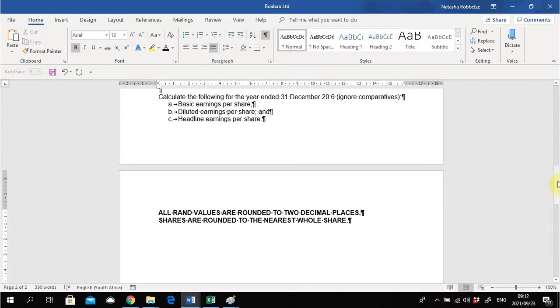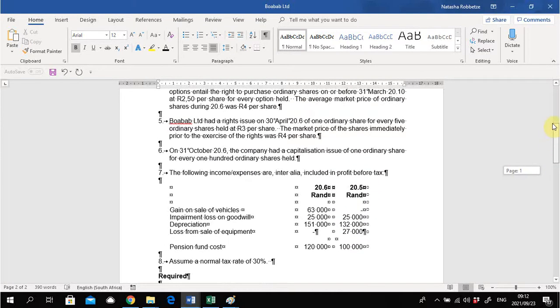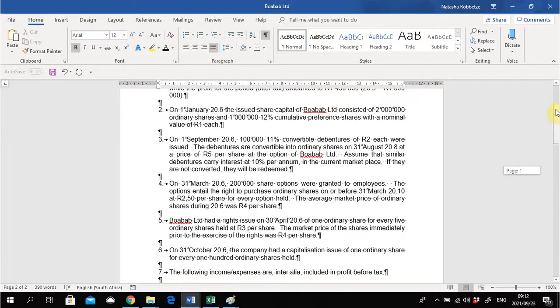Something that comes up, and it's a question that I would like to answer before we start with the memorandum, is that students often ask, but ma'am, how will I know whether an item is dilutive or whether an item is a weighted average number of shares item? Because if I look at the notes, there are quite a few things going on, and now we need to categorize. We need to know, for example, if I look at note 3, that's going to influence my dilutive calculation and my diluted earnings per share.